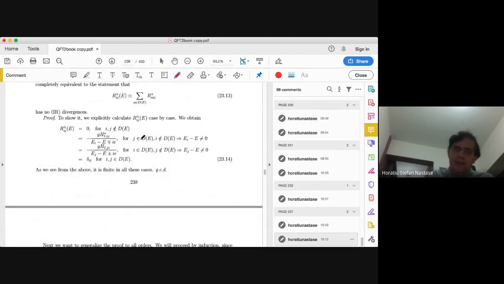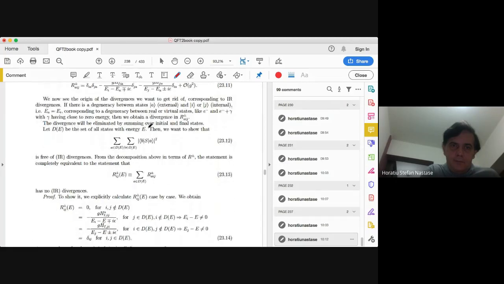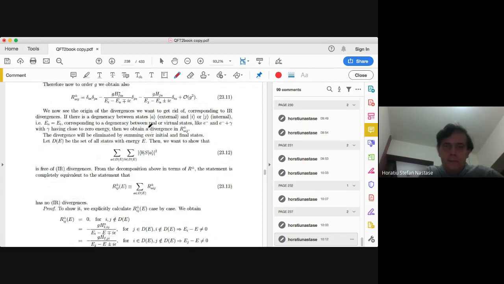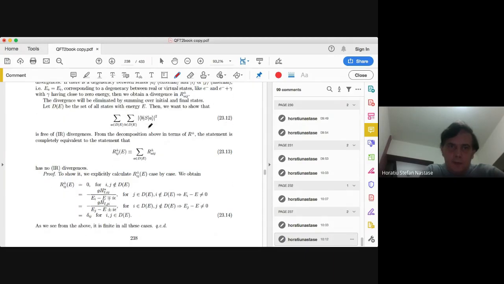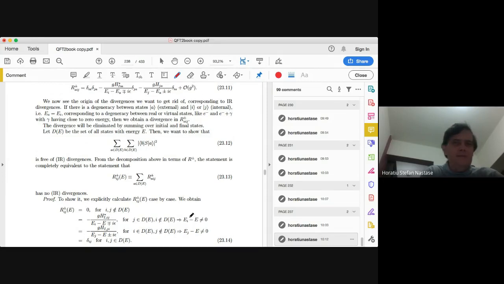Now let's consider that J is part of the domain of E and I is not part of this. That in particular means that I is not part, but J is part. So EJ is equal to E. But that means that EI minus E is different from zero. So we replace this. Because of this, that also means delta I A is zero.